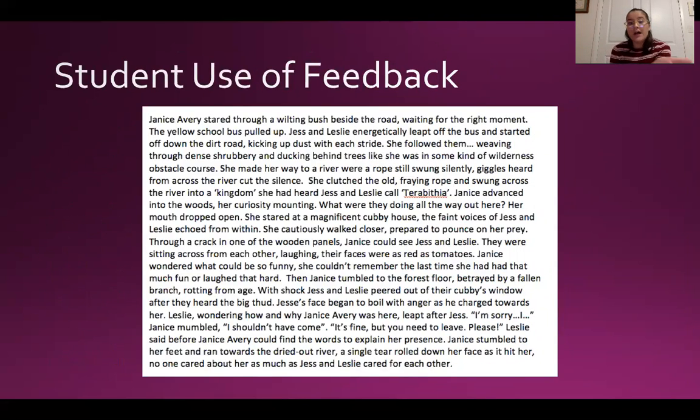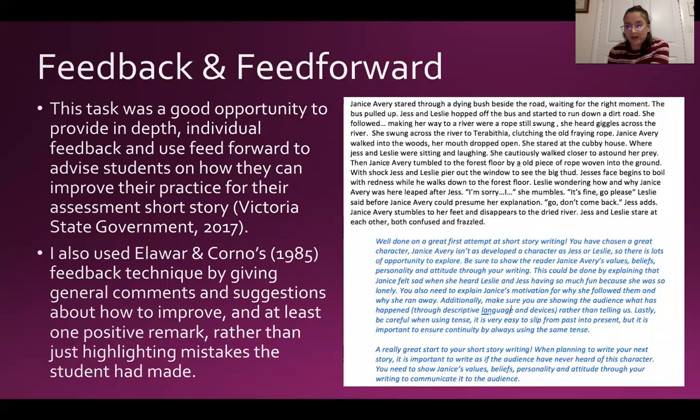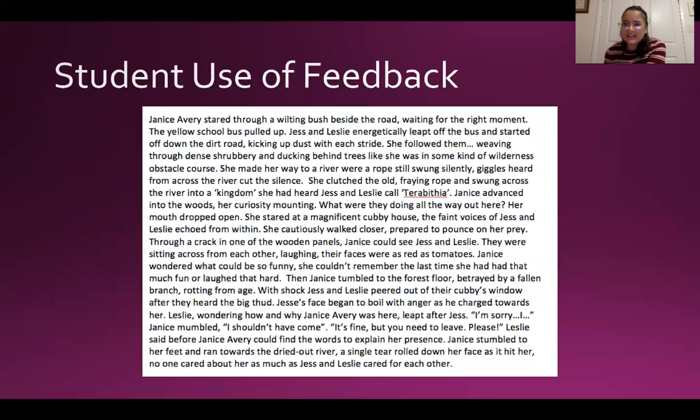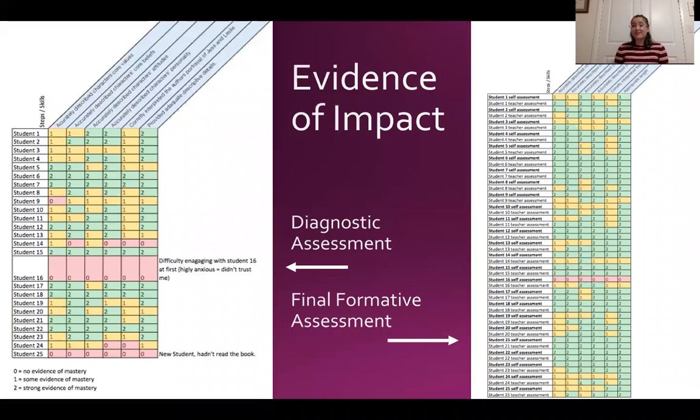I'm not going to go through it all, but if you want to do that later. So how the student used my feedback and my feed forward to develop her story. She really took on my advice. Some of my advice was to explain why Janice did the things that she did, and she did that really well. I'm very impressed. I would really love to see her summative assessment because I think she's going to do very well. Finally, okay, so my evidence of impact.